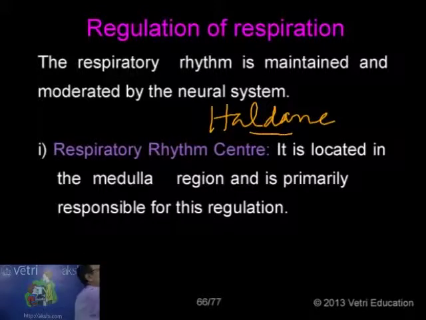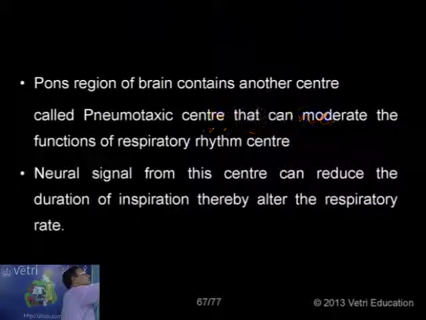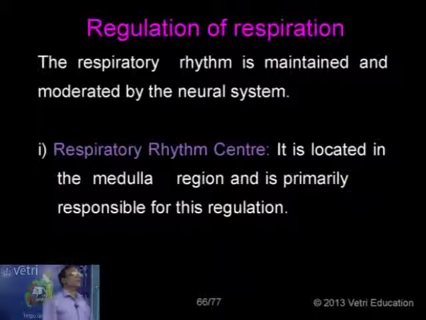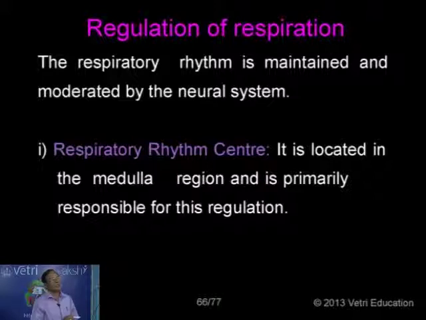Now let us see how the various events of respiration are controlled, the regulation of respiration. Mostly the respiratory rhythm is maintained by nervous regulation. It is maintained and moderated by the nervous system. In addition to that, we also have certain chemosensitive areas found in the brain as well as in the carotid artery. They also help the neural system in regulating the respiratory rhythm. So how is the respiratory rhythm controlled? What are the centers for controlling it? Mainly the neural system found in the brain.